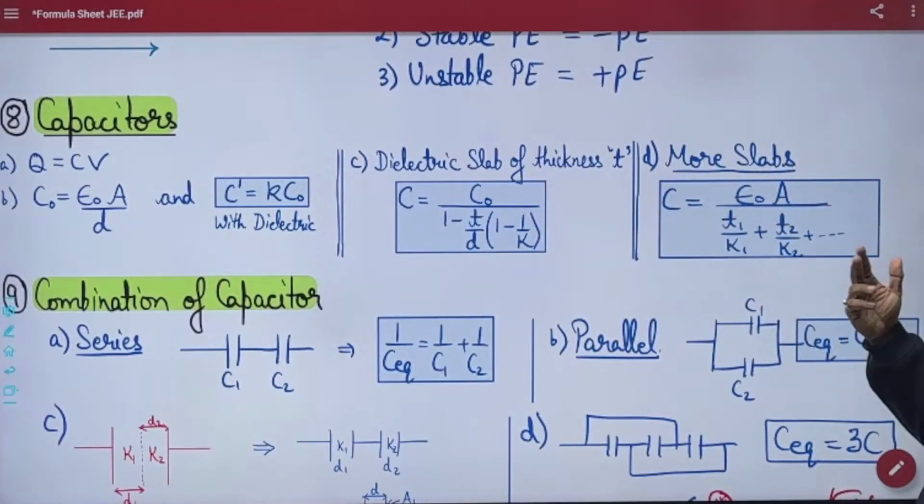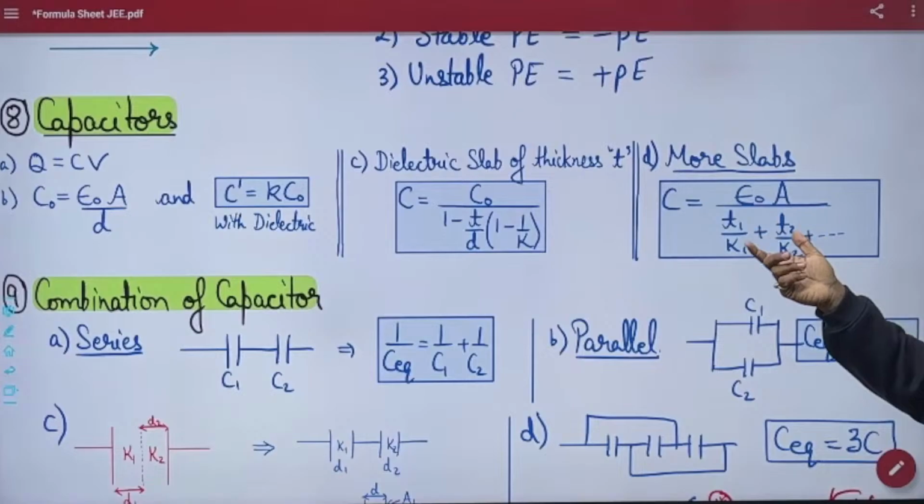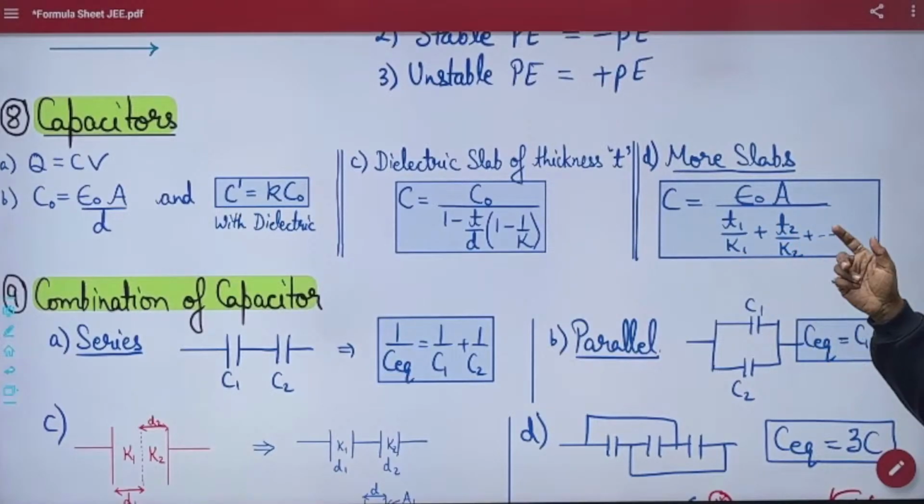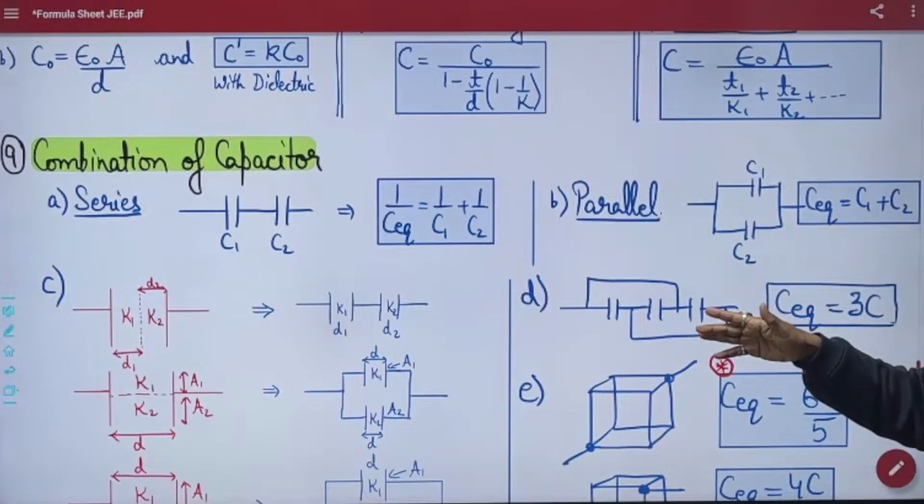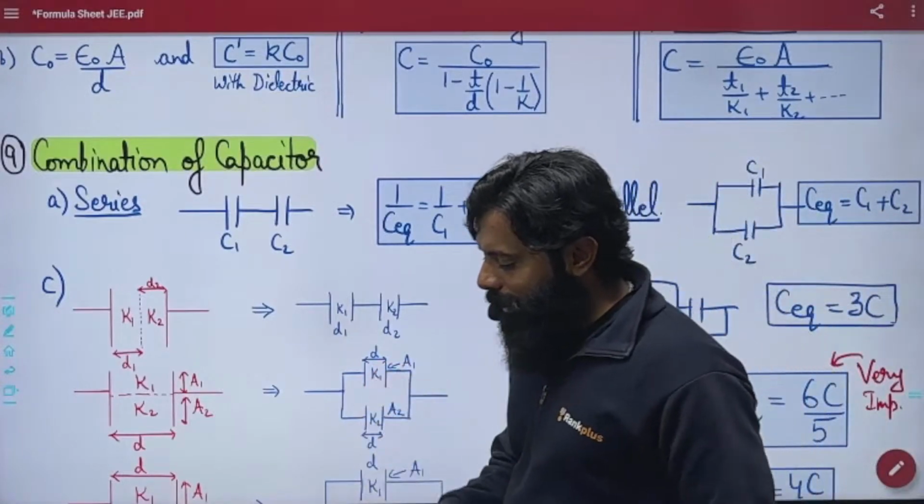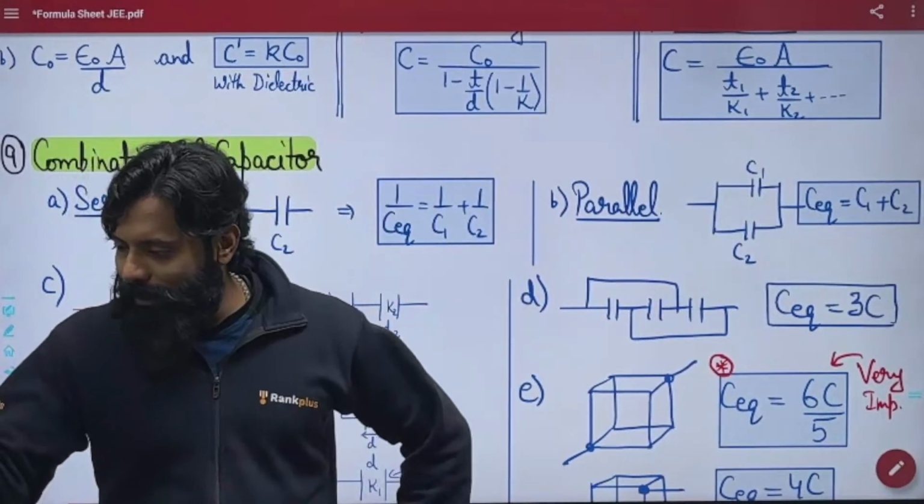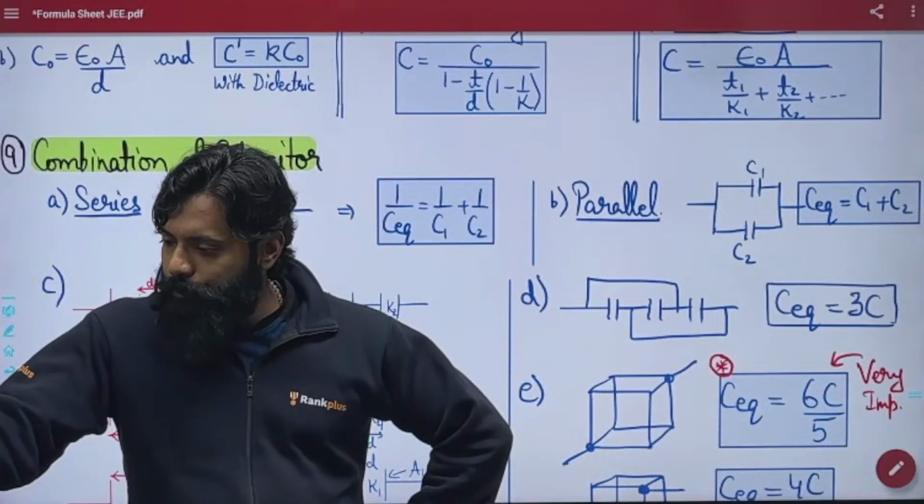If there are more slabs, then you can go for epsilon naught A divided by T1 by K1 plus T2 by K2. This is basically the combination of capacitors. There are three types of load which you have to remember.